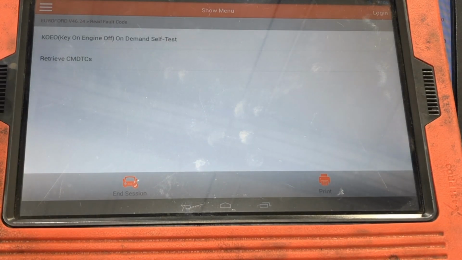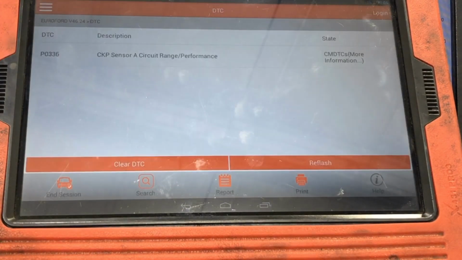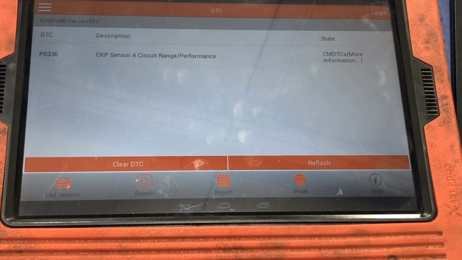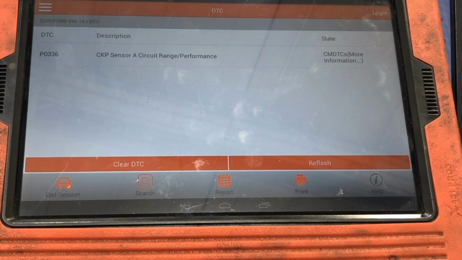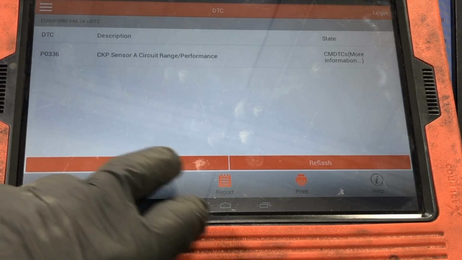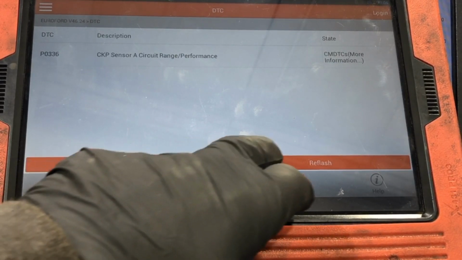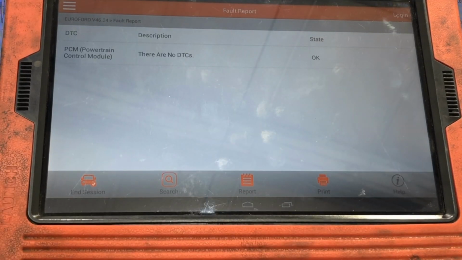So we're connected to the vehicle now, so have a look at the DTCs. We've got a crankshaft position sensor, circuit A, range or performance. If I try and clear that DTC, it'll clear. So I'm going to now crank the vehicle and see if the DTC reappears.